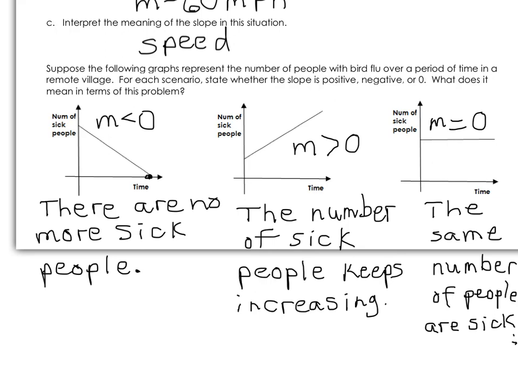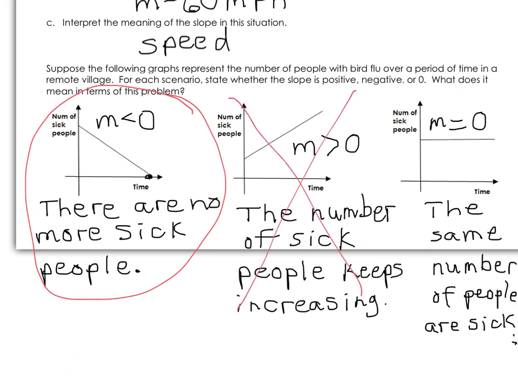So which village would I rather live in? I want the number of sick people to decrease. I hope they didn't die, but that's the village I want to be in. And I really don't want to be in that village, because everybody in that village is going to be sick eventually. That's it for this section.